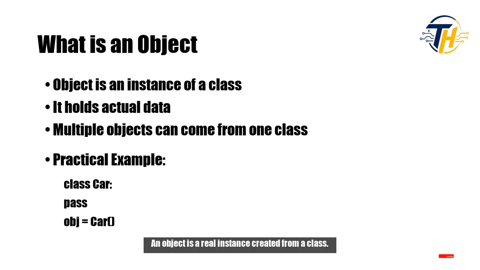An object is a real instance created from a class. It represents actual data stored in memory. Businesses use objects to manage different records efficiently. For example, a company may create separate employee objects for each staff member. In this example, we create an object named obj from the car class.